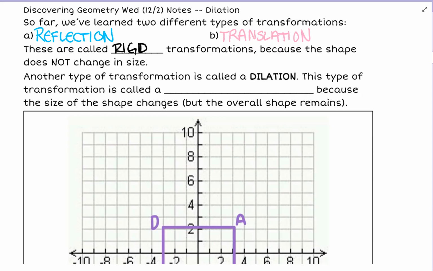Another type of transformation is called a dilation. This type of transformation is called a non-rigid transformation because the size of the shape changes, but the overall shape remains. So if you started with a square, you're going to end with a square. If you started with a triangle, you're going to end with a triangle.